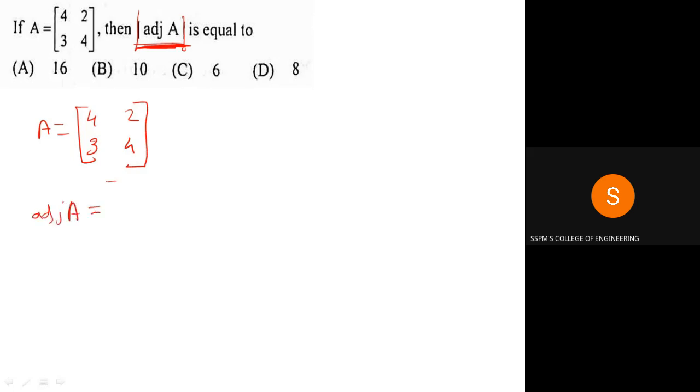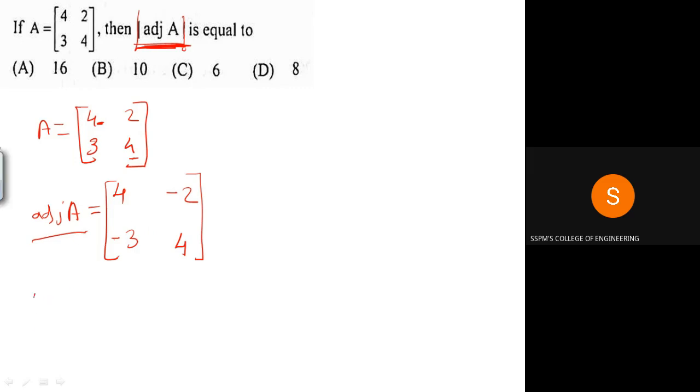What is the adjoint of A? We find it in a similar way, like the last example, or as we studied in the last lecture. A is 4, 2, 3, 4. This 4 and this 4 swap their positions, so 4 and 4 make no change. And 2 becomes minus 2 and 3 becomes minus 3. That is the adjoint of A. This is the simplest way to find the adjoint of a 2 cross 2 matrix.